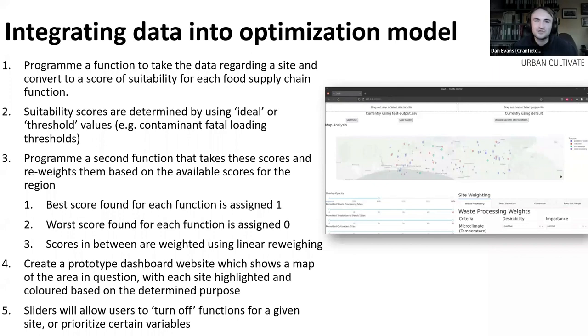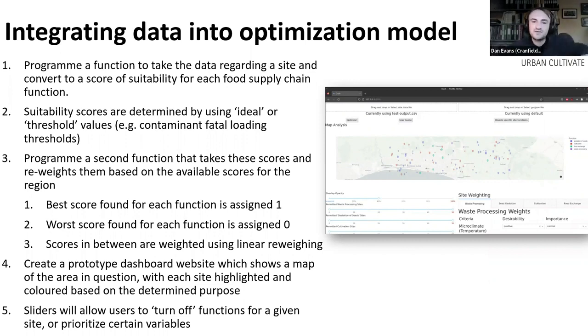So we might have site 1, which is best for cultivation. Site 3 might be worse for cultivation, but it might be best for food exchange. Site 2 might be not so bad for food exchange, but actually might be really good for collecting waste and forming soil. So you can see that by using this optimization model, we can optimize each site for different food supply chain functions. And that's the back end of this model.